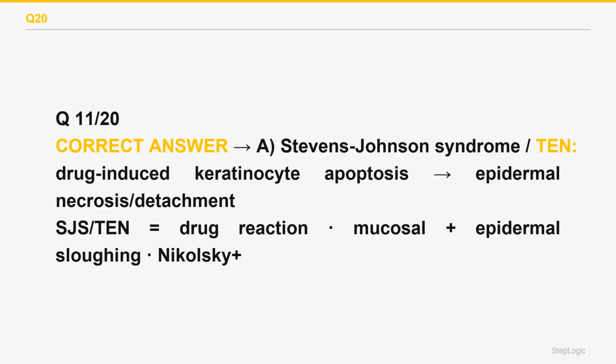The correct answer is A. The distinction between SJS and TEN is by body surface area of epidermal detachment. Less than 10% is SJS, more than 30% is TEN, and 10 to 30% is overlap. It is a medical emergency managed like a severe burn. Stop the offending drug, supportive care in a burn unit, fluids, and wound care.